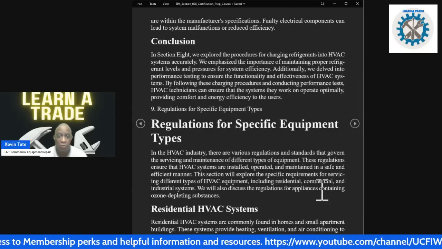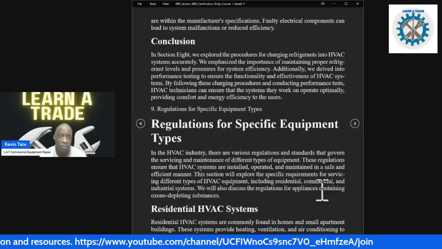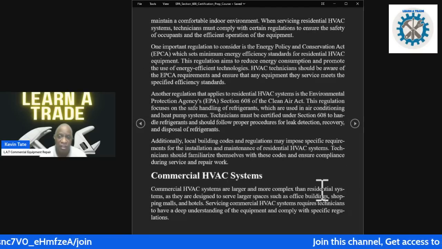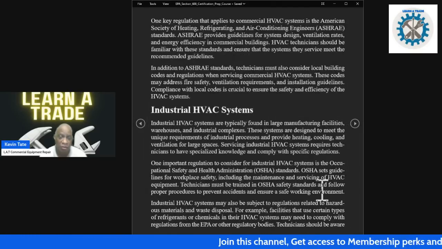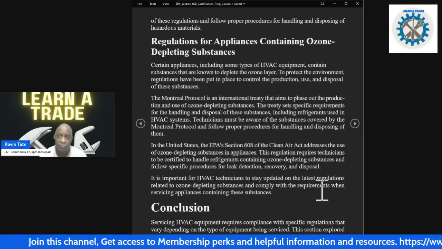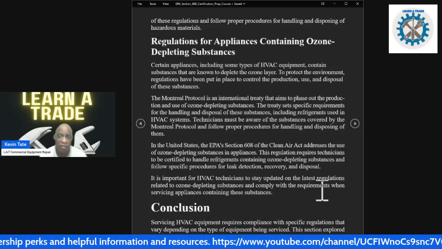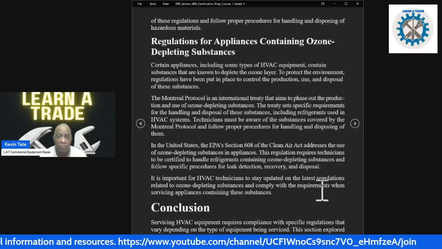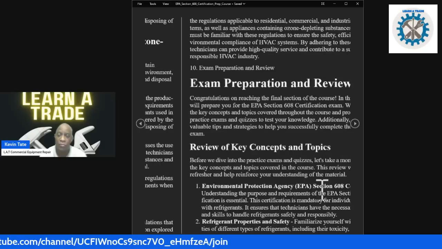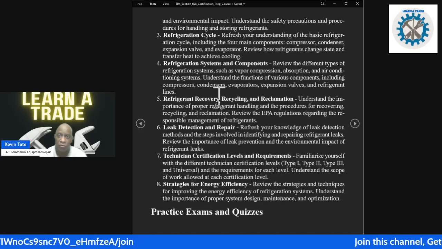Section 9, they're going to go over regulations for specific equipment types. And this is a good one because they're going to go over your residential HVAC systems, your commercial HVAC systems, your industrial HVAC systems. Then regulations for appliances containing ozone depletion substances. They're going to go over all of those systems.